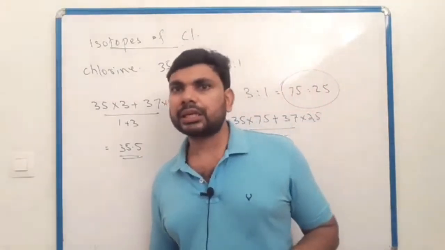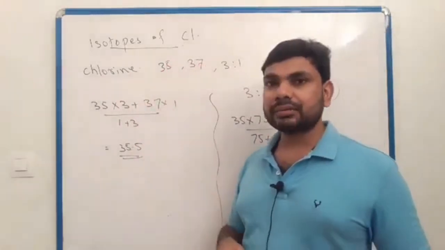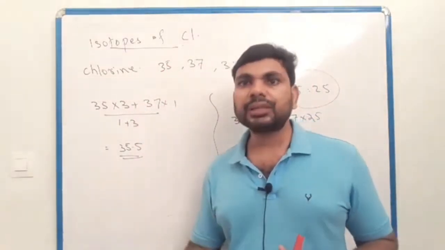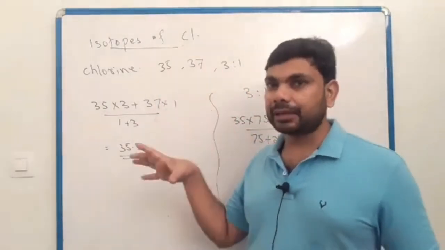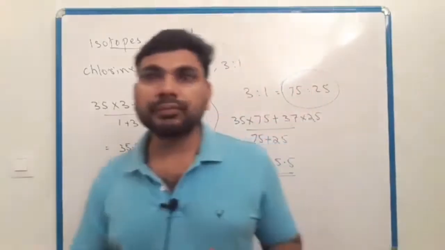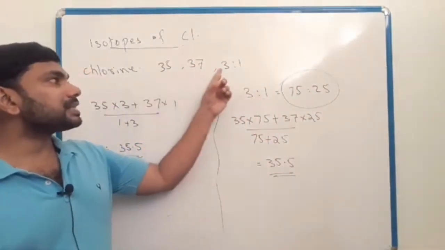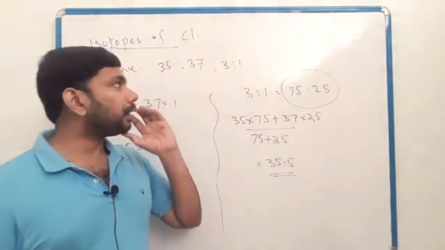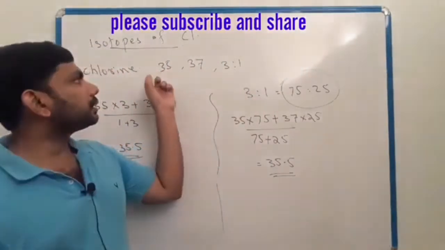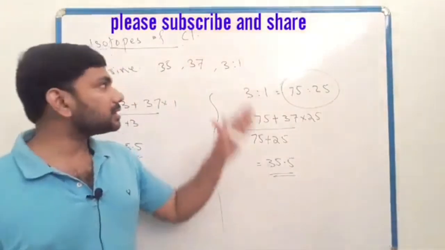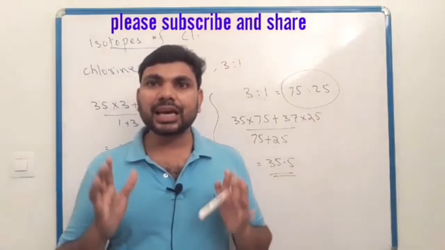So how to find average atomic mass? Look here, one question. Chlorine exists as chlorine 35 and chlorine 37. Chlorine 35 means chlorine with atomic mass 35, and chlorine with atomic mass 37. The ratio of these isotopes is 3:1. Chlorine 35 is 3 and chlorine 37 is 1. Using this ratio and these atomic masses, we can find the average atomic mass.